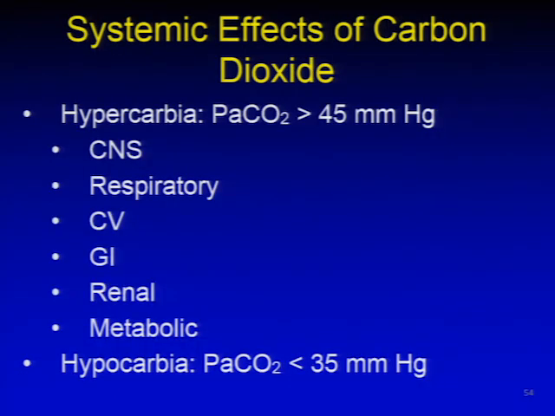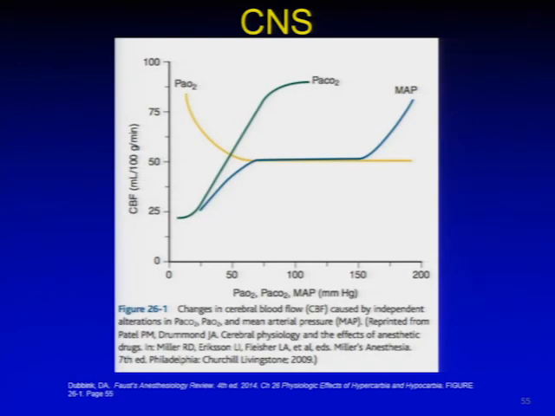The effects of carbon dioxide tension on the body systems is also important to understand, especially its effect on the cerebral vasculature. In the central nervous system, this graph shows how cerebral blood flow changes with changes in mean arterial pressure, PaCO2, and PaO2. Cerebral blood flow, as you can see, is pretty constant under the variations of mean arterial pressure from about 50 to 150 millimeters of mercury.